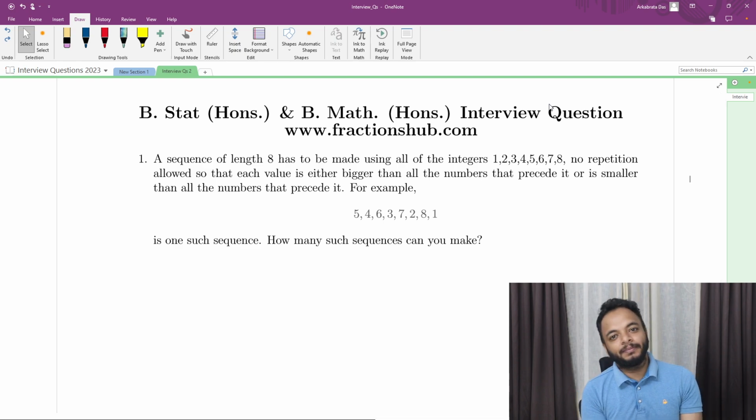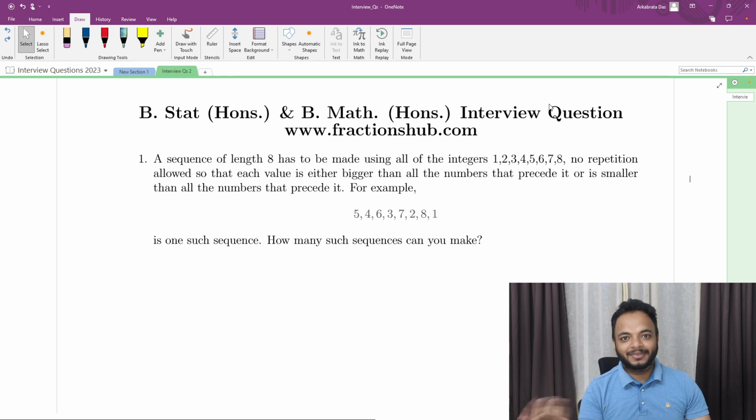So this problem is a counting problem and it's a simple problem. But the solution is just one line, okay? It's just a one line thing, but the thinking process is important. That's why these types of questions are asked in the interview, because you don't have to calculate a whole lot of things and come to the conclusion. Just the thinking matters, and you can write down the answer in just one line. So without wasting time, let's get into the problem.